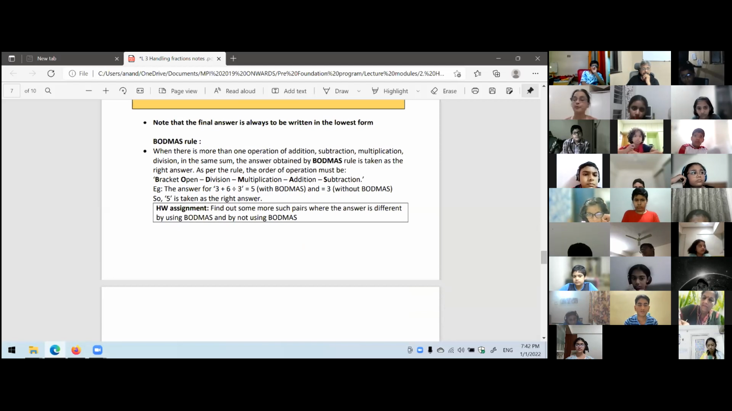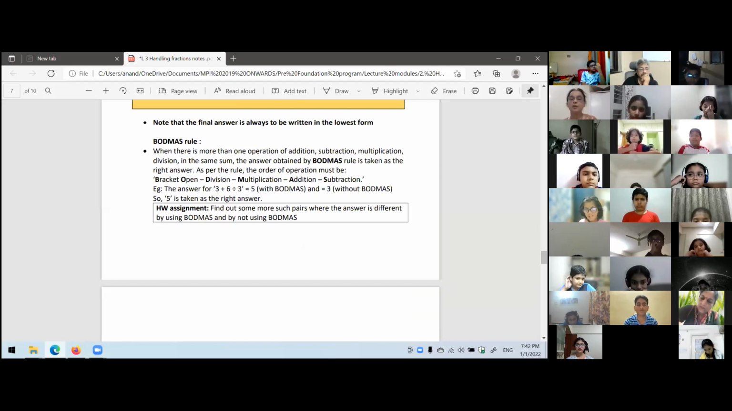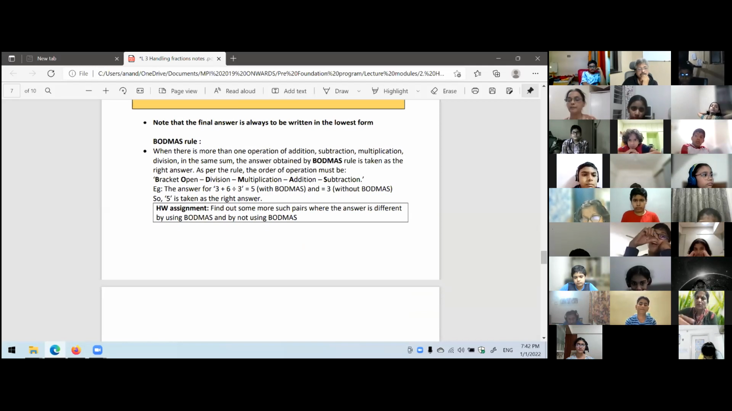Now BODMAS rule, all of you know, if there is any expression, then the correct answer obtained by using BODMAS should always be taken as the valid answer, and the answer without BODMAS is considered wrong. One example, suppose I take 3 plus 6 divided by 3. If I don't use BODMAS, if I go from left to right, first I'll do 3 plus 6, 9. Divided by 3 is 3. I get answer 3, but it is without BODMAS.